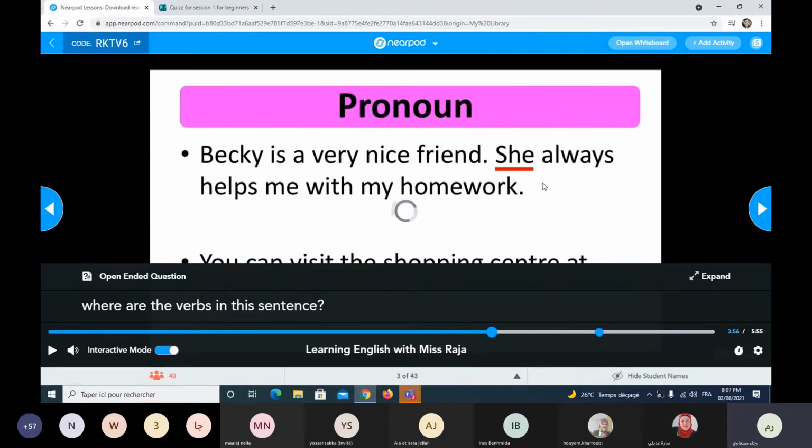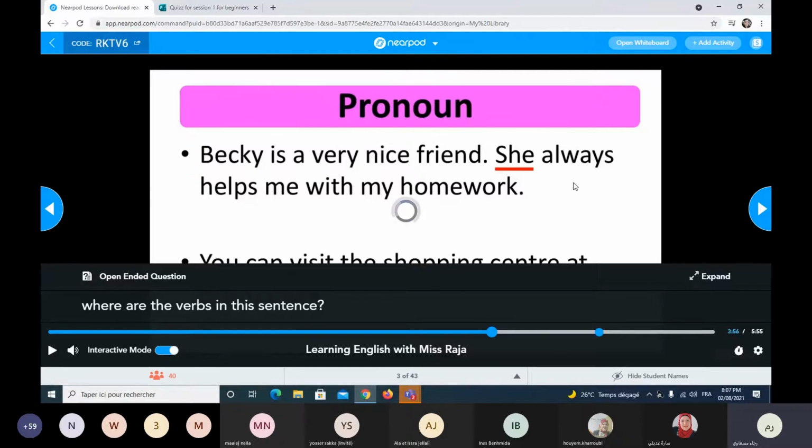Also, we have the verb in the sentence. The verb is a word which describes an action: to run, to sleep, to eat, to dance, to talk. I want you here to give me the verb in this sentence. Becky is a very nice friend. She always helps me with my homework. You have two verbs. Could you write in the chat box, please, what is the verb in this sentence? I will give you a few minutes.